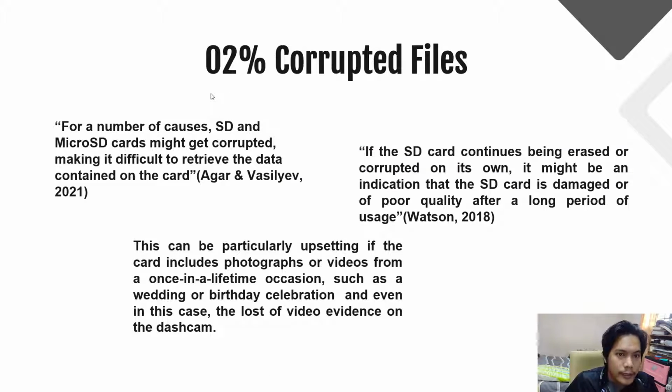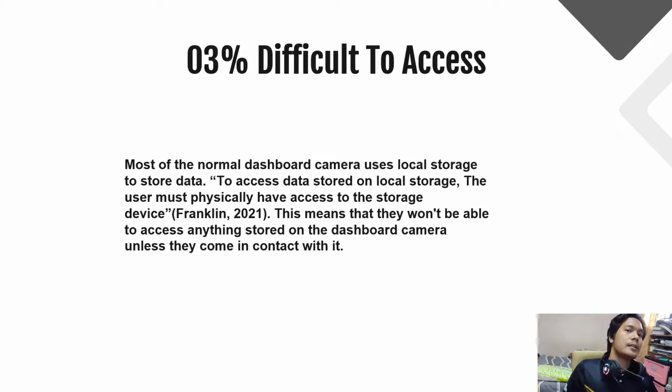The second one is corrupted files. We know that sometimes SD cards don't live really long. The SD card can sometimes break, and the files inside it might be corrupted. That's the problem, because of that we can't retrieve any of the video at the time that we need it.